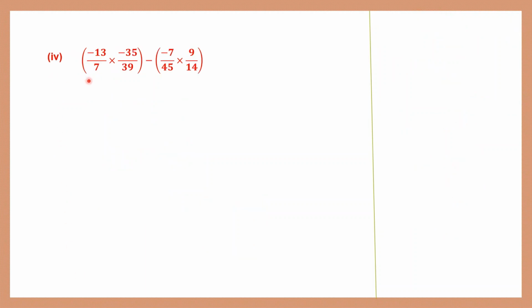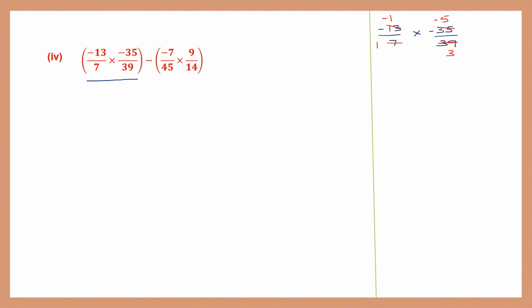Question 4. Let's work out the first set of brackets here. So here we have minus 13 by 7 into minus 35 by 39. Now what is it that we can cancel here? We can cancel 7 and 35. 7 ones are 7, 7 5s are 35, minus. We can also cancel 13 and 39, both by 13 itself. 13 ones are 13, so that's minus 1, and 13 3s are 39.